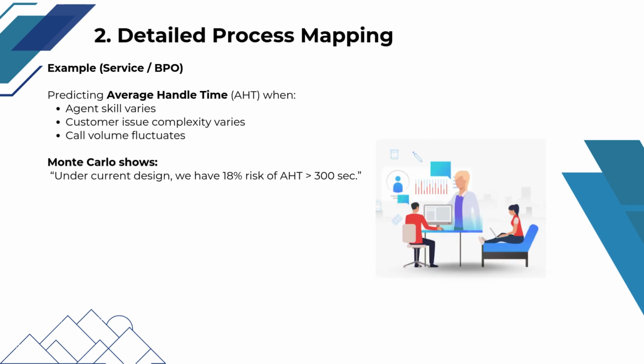In a BPO process, Monte Carlo simulation can be used to predict average handle time (AHT) when agent skills, customer issue complexity, and call volumes vary. By running thousands of simulated scenarios, it can show, for instance, that under the current process design, there is an 18% risk of AHT exceeding 300 seconds. This insight helps managers identify bottlenecks, adjust staffing, or redesign workflows to reduce delays and improve service performance.